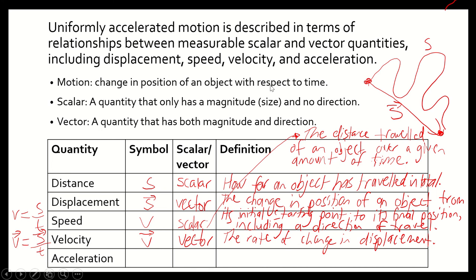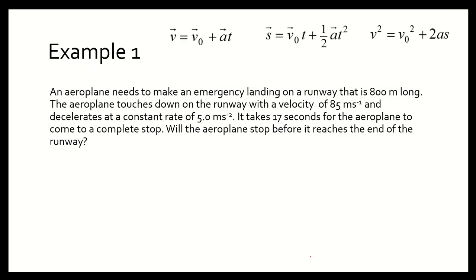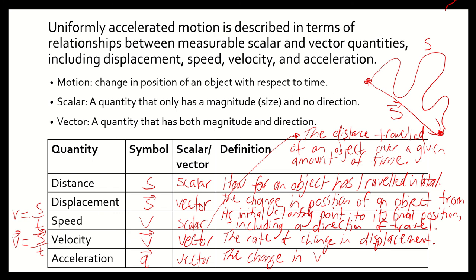The last thing we're going to look at is acceleration. Now, the symbol for acceleration is a. Technically, it's got a little arrow above it, but we usually leave that off. It's also a vector quantity. So acceleration can be defined as the change in velocity over a change in time, or the rate of change in velocity. So, the change in velocity over a given amount of time.